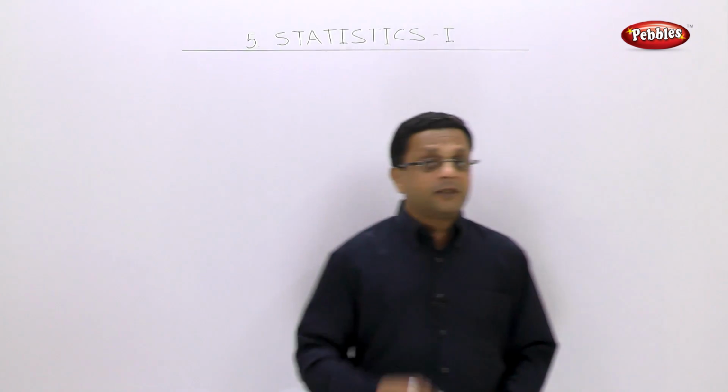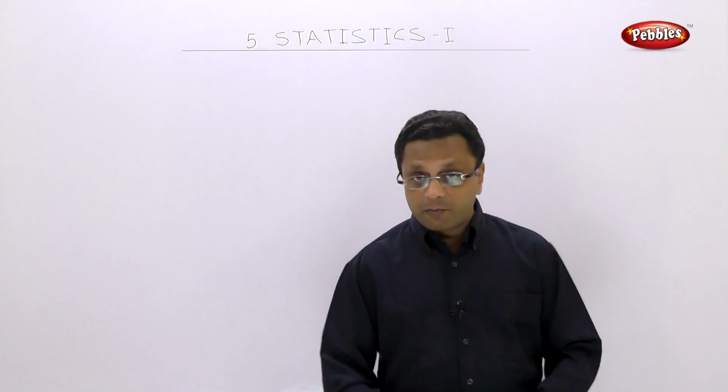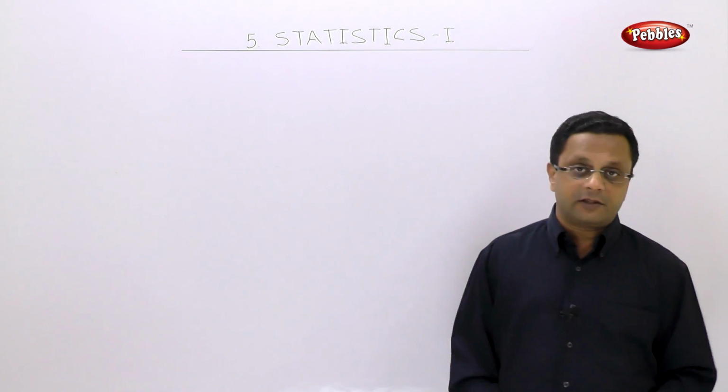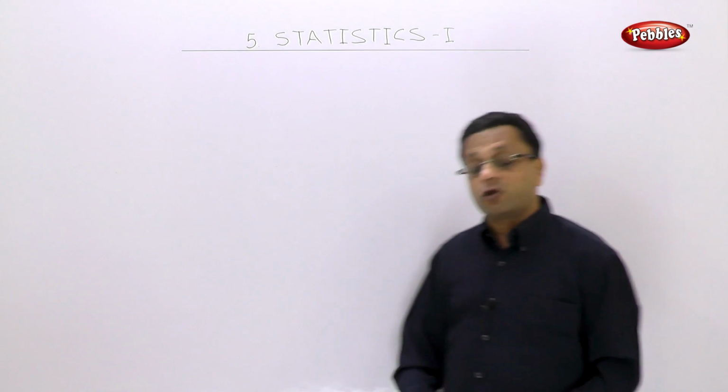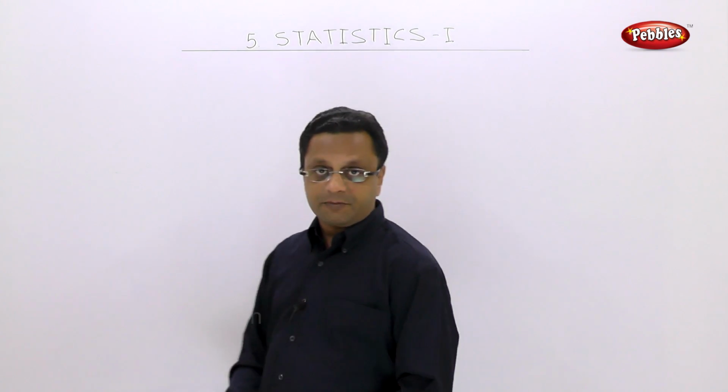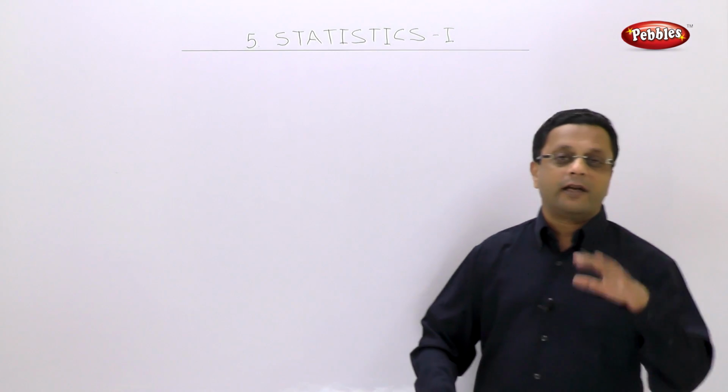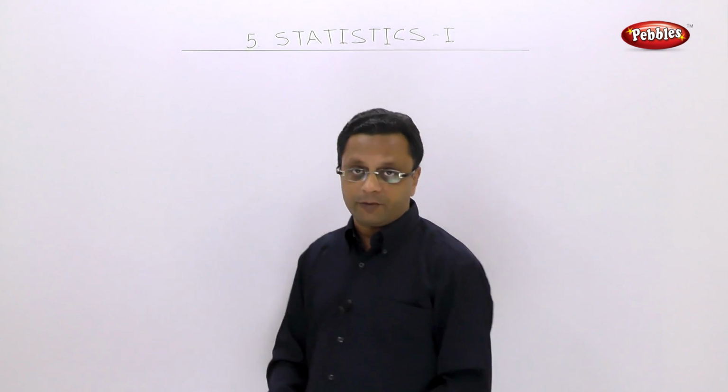Now what are we going to learn in this Statistics 1? We are going to learn the measurement of central tendencies. Now what is the measurement of central tendencies, or in short, central tendency? Let us look at it. Central tendency means the tendency of the observations to accumulate around a central value or around some central value.